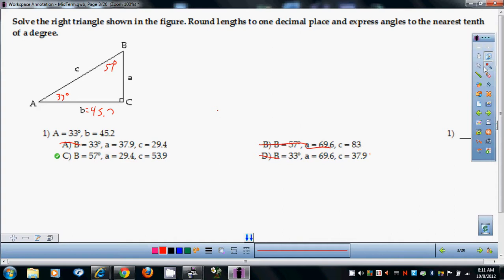You don't have two sides yet. Once you have two of the sides, you can use the Pythagorean theorem. How can I find one of the sides? Tangent. So which angle are we starting from? B. So he said, let's use tangent from angle B. Tangent of 57 equals opposite over adjacent.